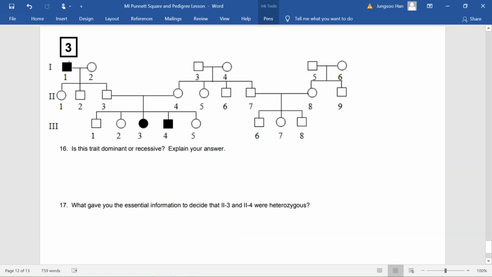So, this is a pedigree, not much information shown. The question asks, is this trait dominant or recessive? Explain your answer. So, here's the thing. You get a pedigree, you get that much information. You need to determine, is the trait that we're looking at on an autosomal chromosome, where we have to do an autosomal Punnett square and stuff like that, or is it sex-linked, meaning that it's on the X or Y chromosomes?